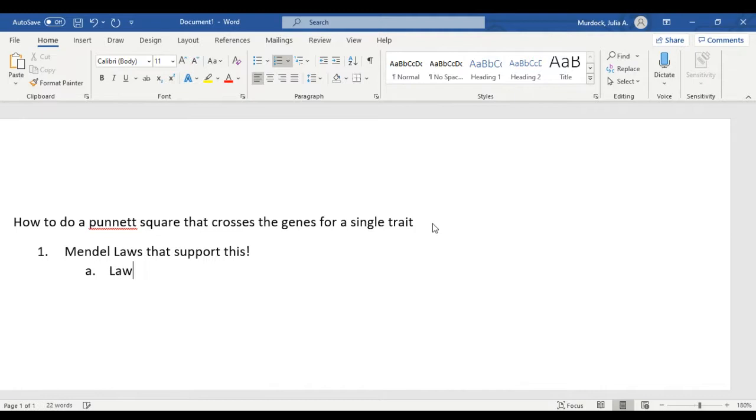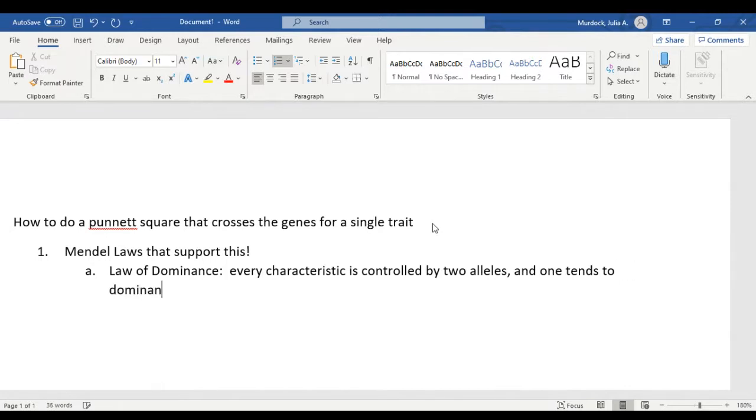So the first thing that he discovered was something called the law of dominance, okay, which basically says every characteristic is controlled by 2 alleles, and one tends to dominate over the other. All right, so what does that mean?